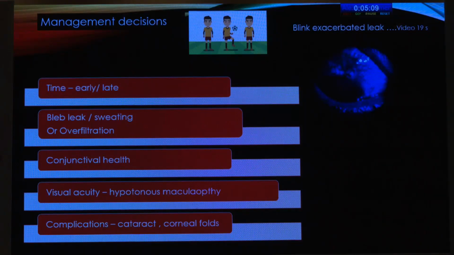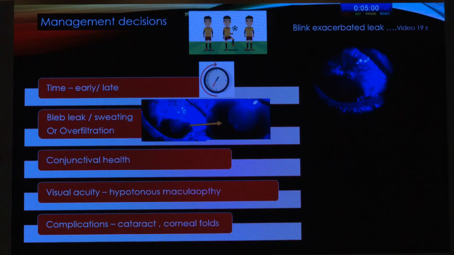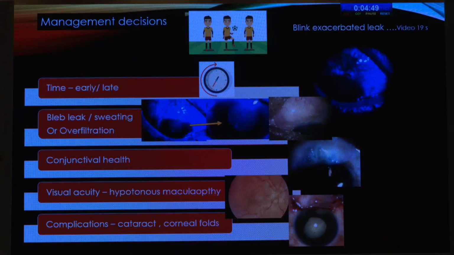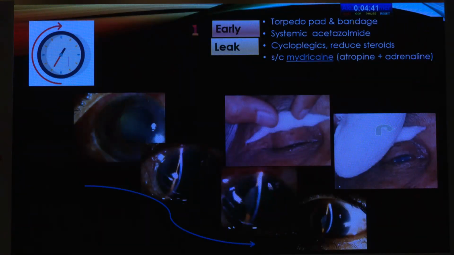So the decision depends on the timing, whether it is early or late, whether it's a bleb leak or a bleb sweating, whether conjunctival health is good or bad, visual acuity, whether hypotony maculopathy is present or not, and of course other complications like cataract and corneal folds. So depending on these comorbidities in the eye, your decision would change.